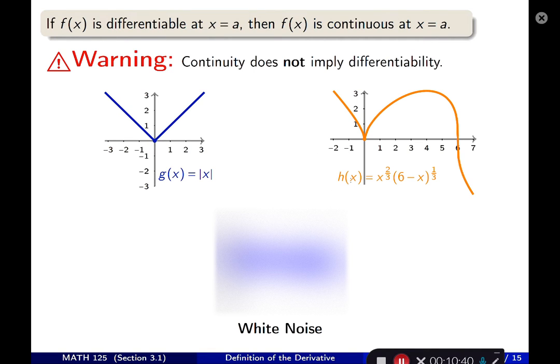This function h of x equal to x to the power 2/3 times 6 minus x to the power 1/3 is continuous everywhere, but it's not differentiable at x equal to 0. And so does white noise. White noise has a lot of sharp edges, and you have to put filters in them.